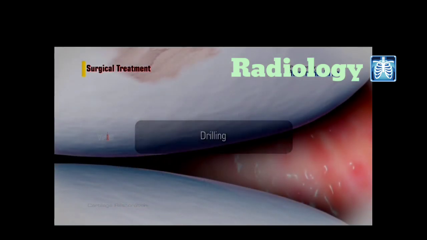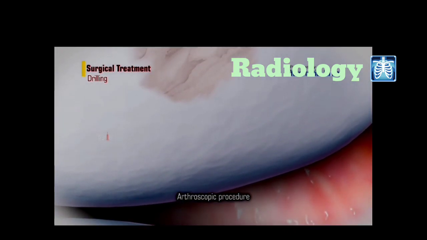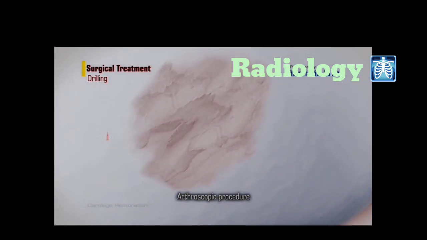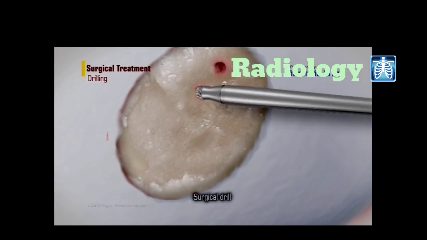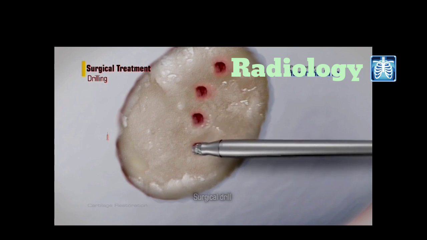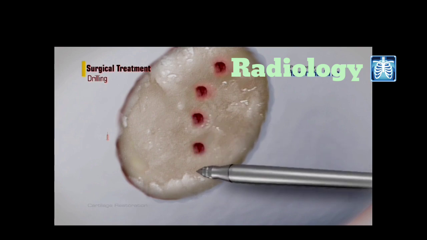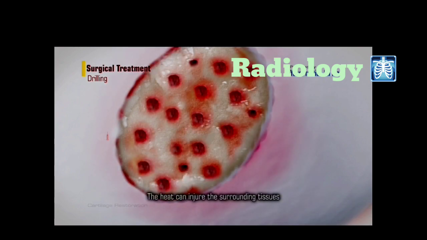Drilling is an arthroscopic procedure similar to microfracture in which multiple holes are made in the subchondral bone with the help of a surgical drill or wire to create a healing response. The limiting factor of this procedure is the heat produced by the drilling can injure the surrounding tissues, therefore some surgeons do not recommend this procedure.